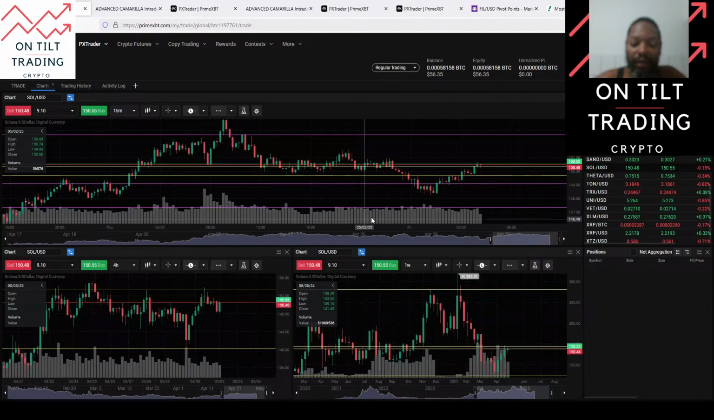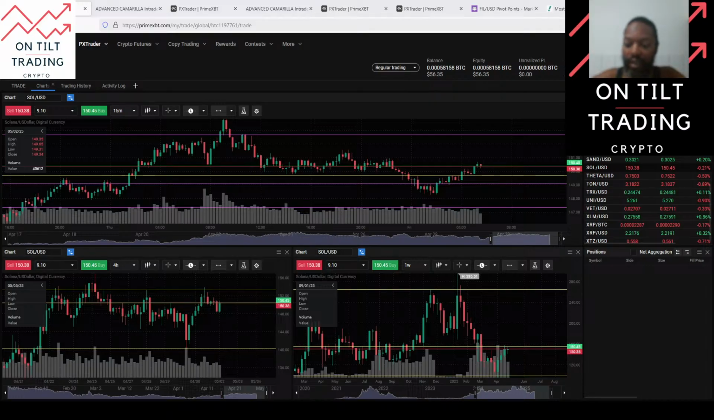First up, we have Solana. Solana got my attention this morning, setting up here near the S3 Camarilla pivot. It opened up in this area between S3 and S4. This would be an area of discount, so I would be looking for potential buyers in this area for an S3 to an R3 traverse. This would be my trade idea.